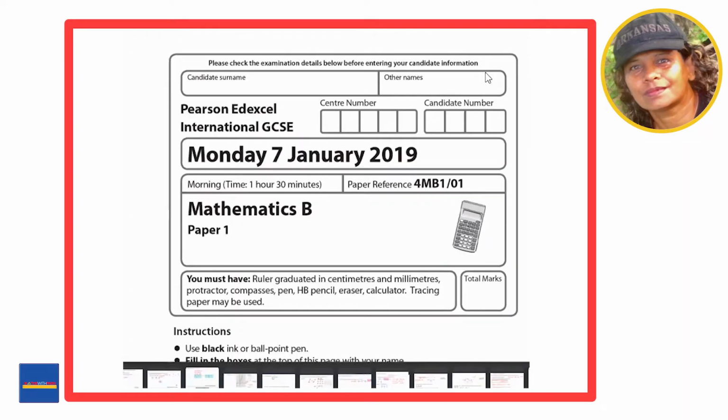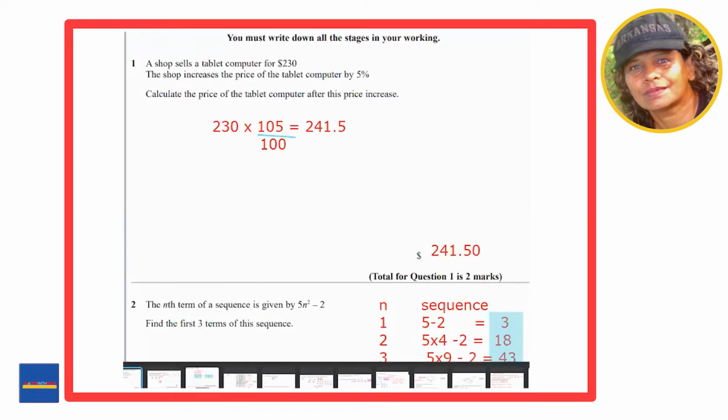Today I shall be discussing a question from January 2019, Paper 1, Syllabus B, Pearson O-Level. Here we go. Question 1. Now let's have a look at the question.